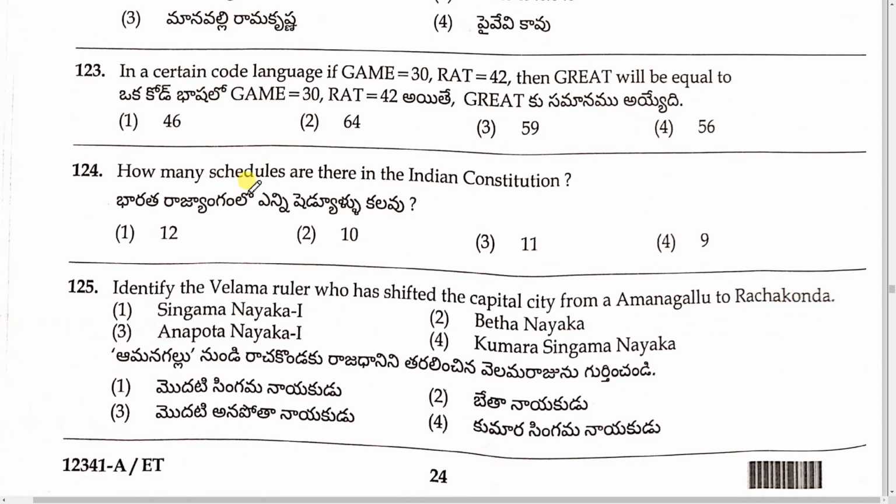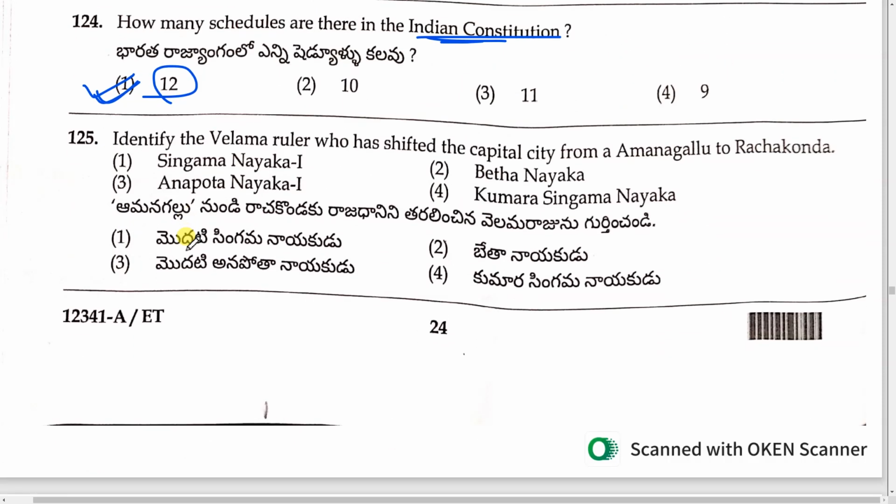Next question is how many schedules are there in the Indian Constitution? There are a total of 12. Earlier it was 8 schedules, but 4 schedules were added. And identify the Velama ruler who shifted the capital city from Amanagallu to Rachakonda. The correct answer is Singama Nayaka.